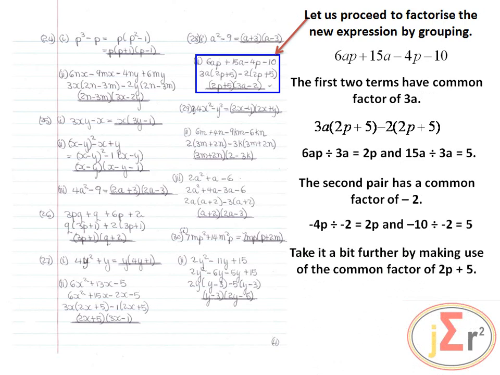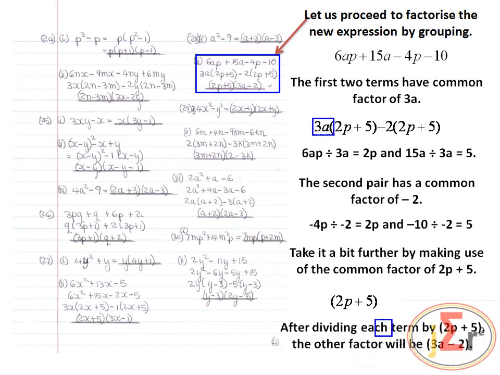Take it a bit further by making use of the common factor of 2p plus 5. 2p plus 5 is our common factor. And what do we have left there? After dividing each term by 2p plus 5, the other factor will be 3a minus 2.